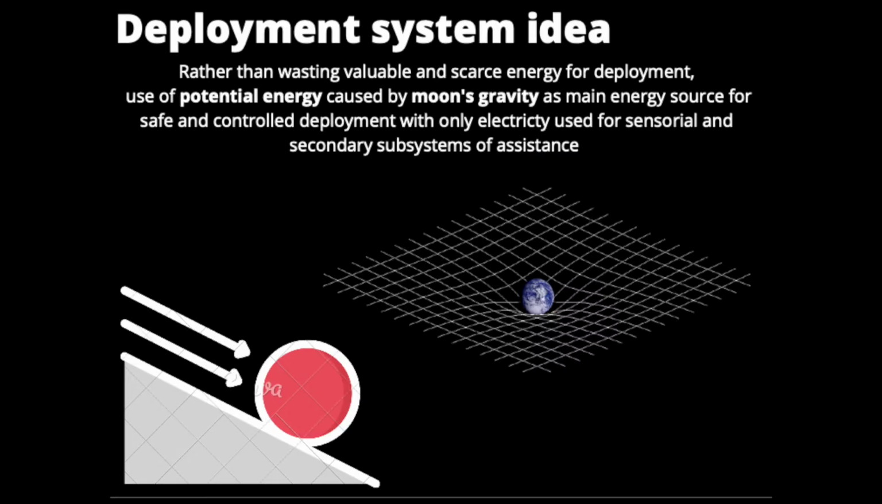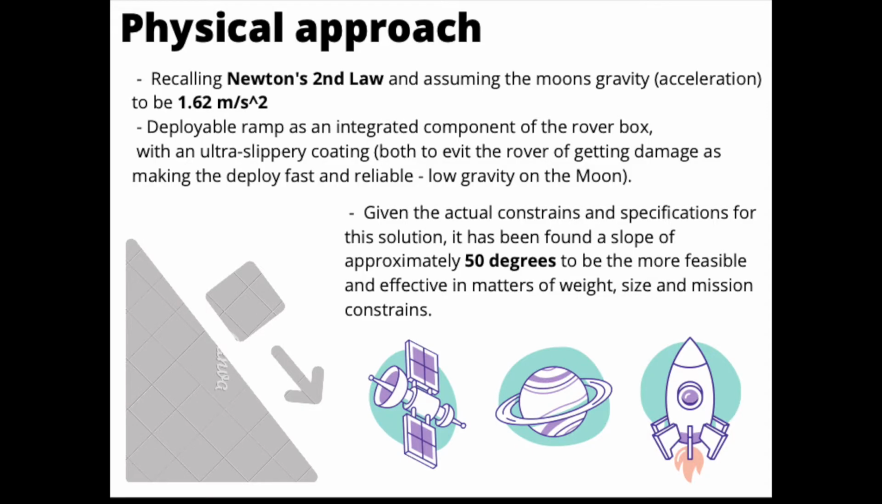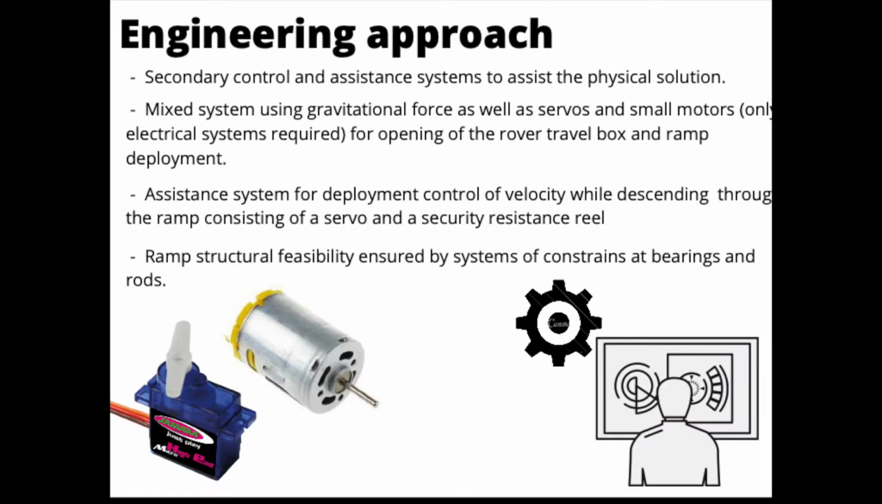The system will use the Moon's gravitational attraction to accelerate Spacebit from the lander towards the surface of the Moon. It will use a ramp at around 50 degrees so that the Spacebit can roll down onto the surface of the Moon. In the following slide, we'll see this idea in a more engineering approach, including secondary control and assistance systems to assist the physical main solution.